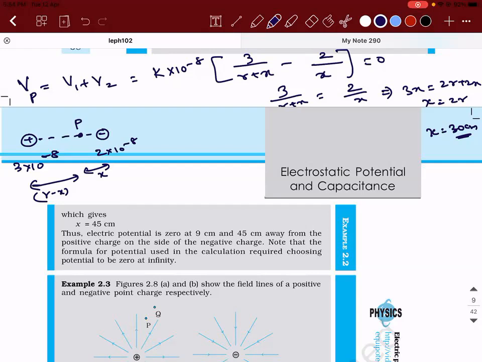Are you trying to say it will be 30 centimeters? 6, sir. You got the answer? 6. So 6 means what is R minus 6? 9, right? So you are able to understand that it's far away. Now I'll give you another task. Take the point P on the left of positive charge.